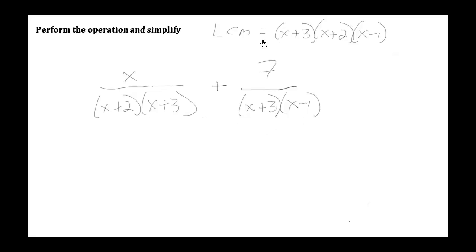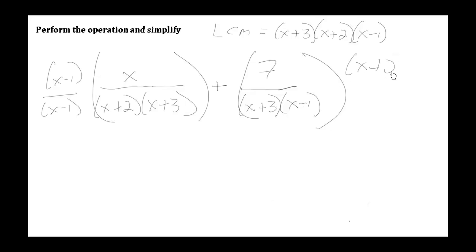And here's my least common multiple. So this term has the x plus 2 and the x plus 3. What's it missing? It needs the x minus 1. So x minus 1, top and bottom. This guy's got the x plus 3 and the x minus 1. It's missing the x plus 2. It's the top and the bottom. Multiplying to get to that common denominator.